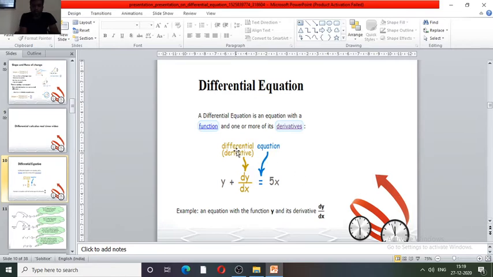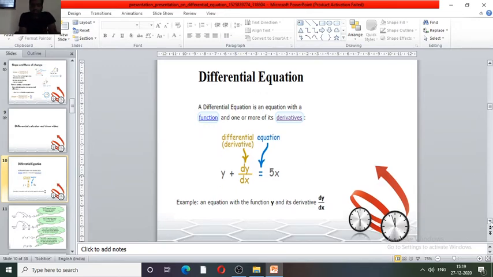Here I define the definition of differential equation. A differential equation is an equation with a function and one or more of its derivatives. For example, if we write y plus dy by dx is equal to 5x, in this case the dependent variable is y and the independent variable is x. That is, y depends upon x. If we find the solution of the differential equation, we get y in terms of x. Therefore we say that y is the dependent variable and x is the independent variable.